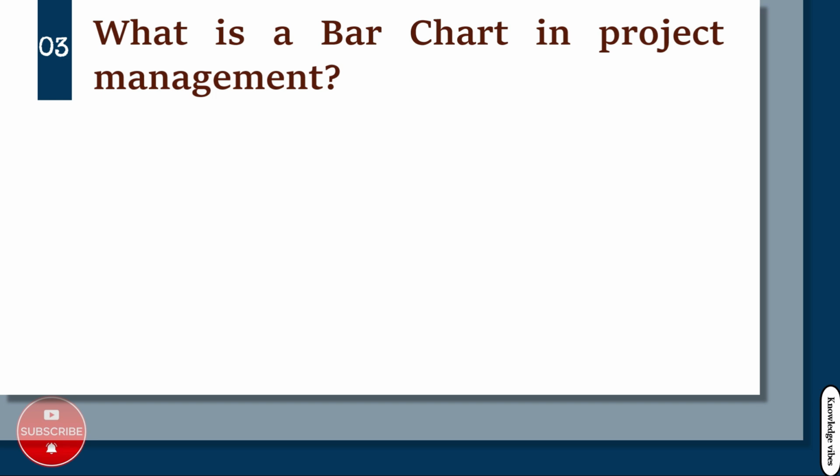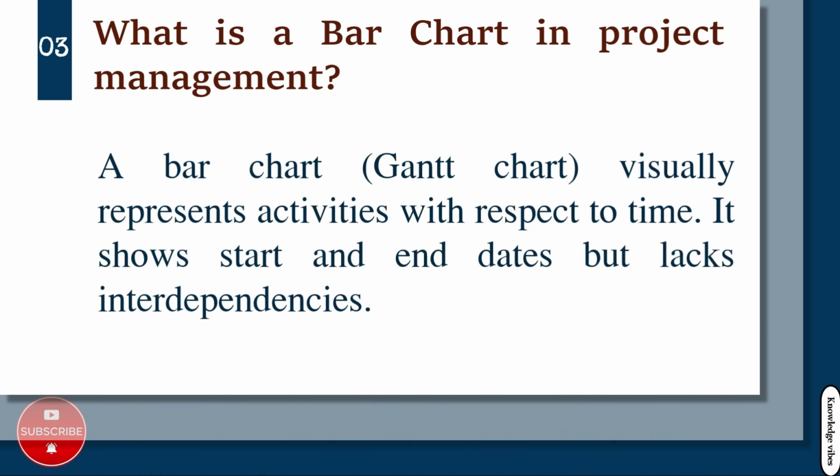What is a bar chart in project management? A bar chart, or Gantt chart, visually represents activities with respect to time. It shows start and end dates but lacks interdependencies.